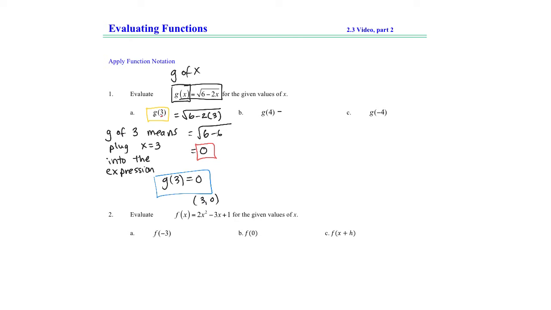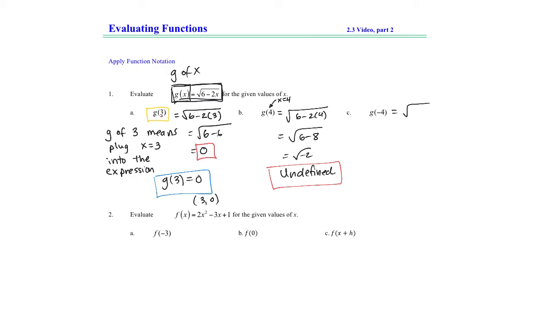Okay, let's try the next one. We go to the function g. Here we are. Input a value of 4 in for x. 6 minus 2 times 4. That would be square root of 6 minus 8, which is negative 2. And that is undefined. We're not going to be dealing with complex numbers as we look at functions. We're just looking at the real number system. So that is undefined.